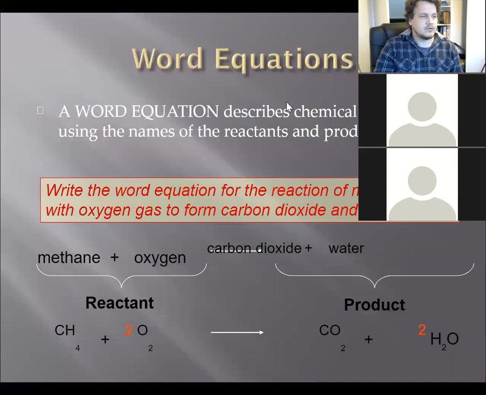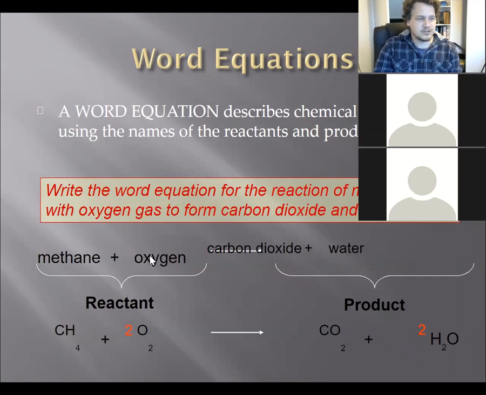So, we have a number of different ways to represent chemical equations. We can say the reaction of methane gas with oxygen gas to form carbon dioxide and water. Now we need to break this down, because in chemistry, words are meaningless.